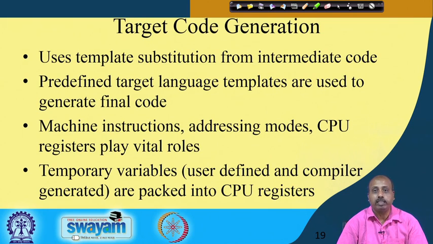So, here comes the architectural input, like the architecture designer has told, okay, these are the machine instructions, these are the addressing modes, these are the CPU registers, which register can be used for which purpose and all. Everything has to be documented and the compiler designer has to know that by heart and then accordingly do the code generation phase. So, that makes it very critical. Temporary variables, both compiler generated and user defined, are generally packed into CPU registers, so that the operation can be made faster.